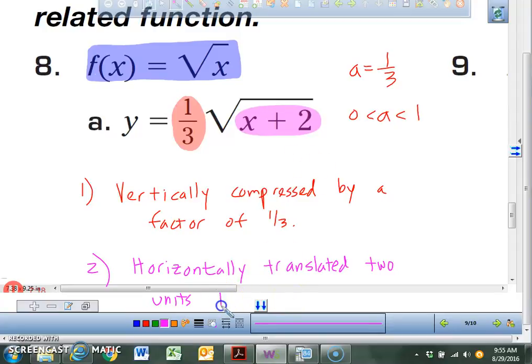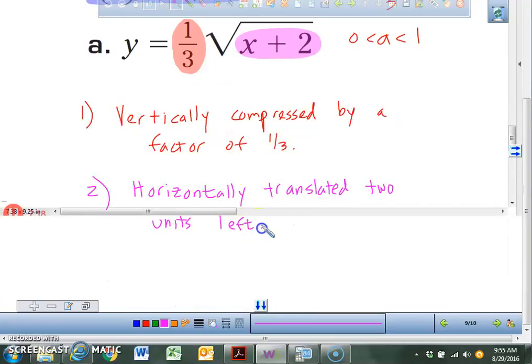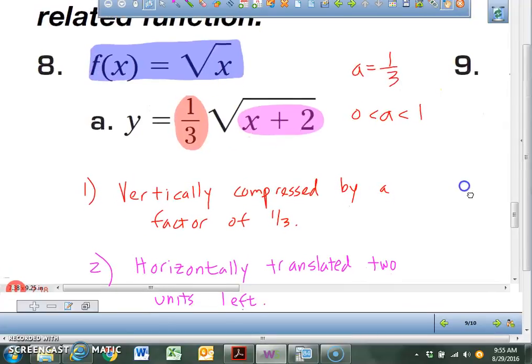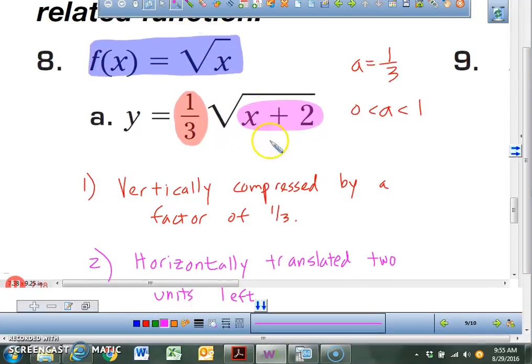To the right. 2 units to the left. You're like, wait a second, how is it 2 units to the left? It says plus 2. But what number would get you back to 0? Negative 2 gets you back to 0. All right, so that's why it's 2 units to the left. Well, let's see if that's correct, if it actually does 2 units to the left.